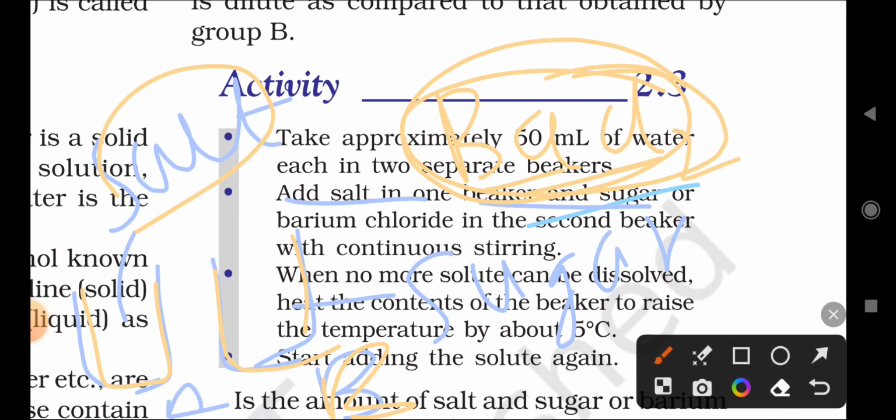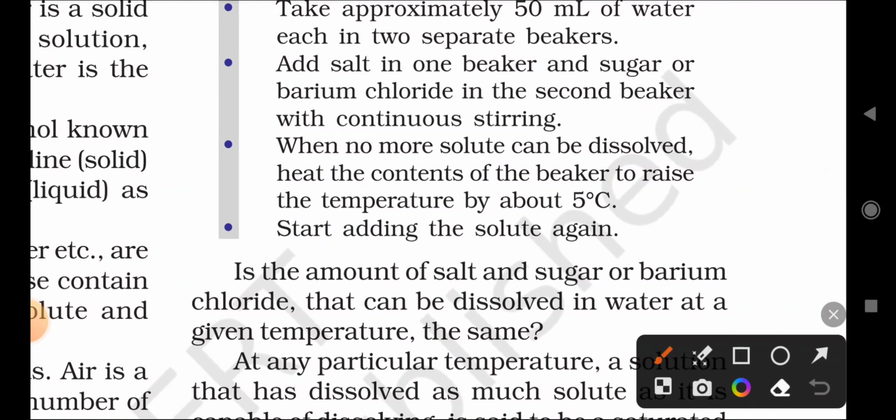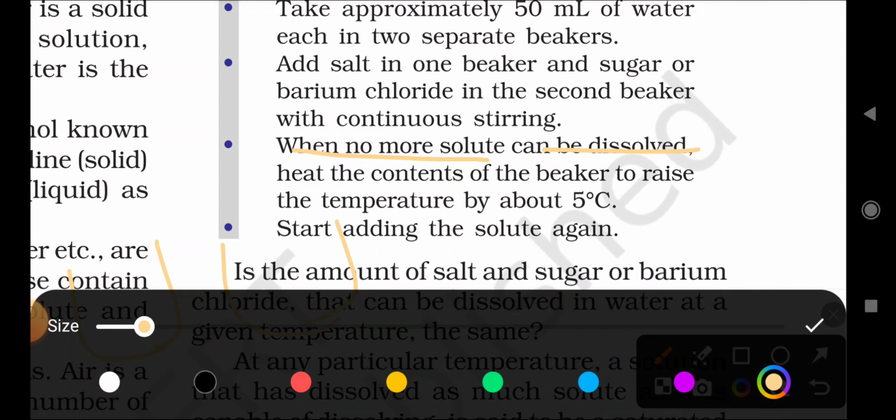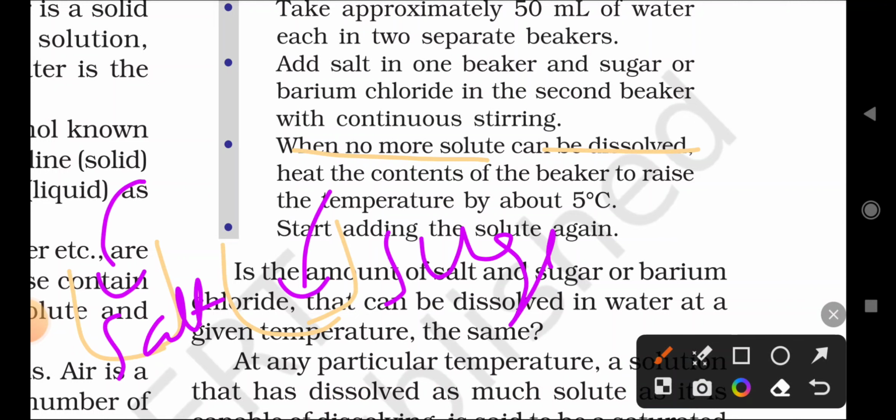In container A we are adding salt, and in container B we are adding barium chloride. Remember that. With continuous stirring, you have to mix using a glass rod. Using that rod we have to continuously stir. When no more solute can be dissolved, meaning no more solute can be added in that container, the salt is completely added, here salt, sugar or barium chloride.